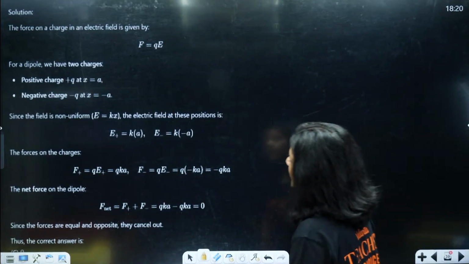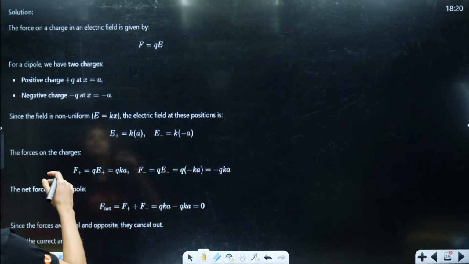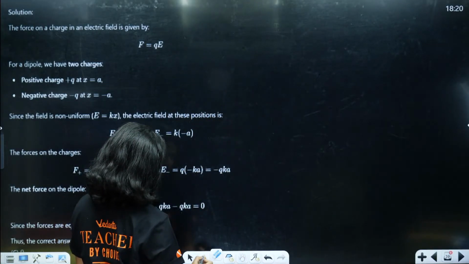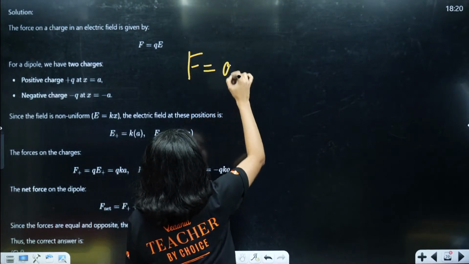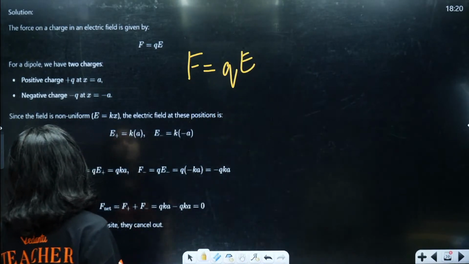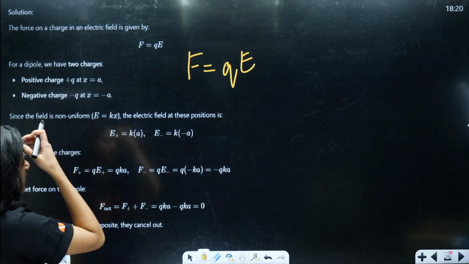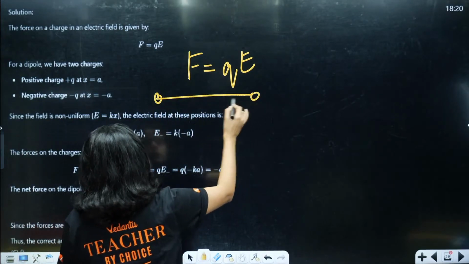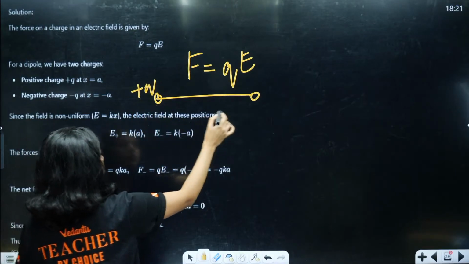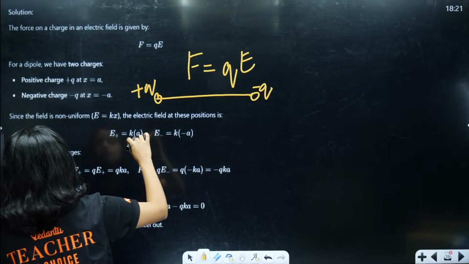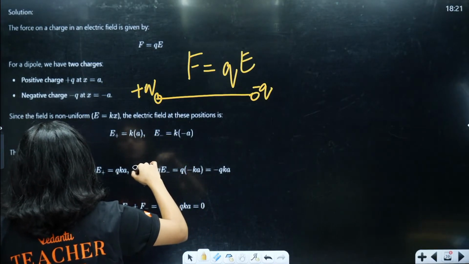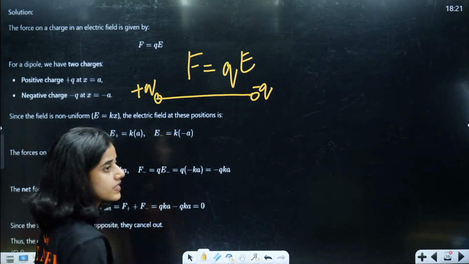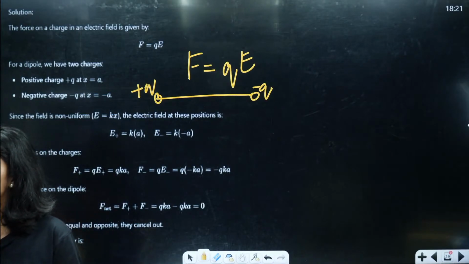Okay, let's do it. We know the formula for force on a charge is given by F is equal to QE. This is the formula that we've been learning in all the classes. Now we have two charges, right? The first charge is plus Q and the second charge is minus Q. Is this clear? Net force by Q1.